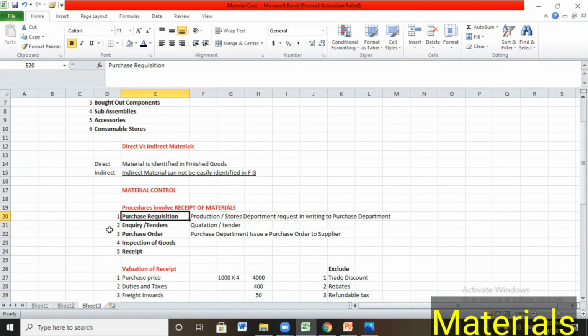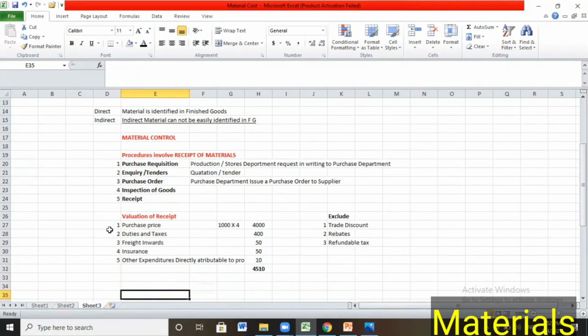First is purchase requisition, where the production or store department requests in writing to the purchase department. Then inquiry or tenders, which are quotations or tenders asked by the purchase department after receiving the written purchase requisition. Then the purchase order: when the selection of the supplier takes place, the purchase department issues a purchase order to the supplier. Thereafter, the inspection of goods, and finally receipt of goods.